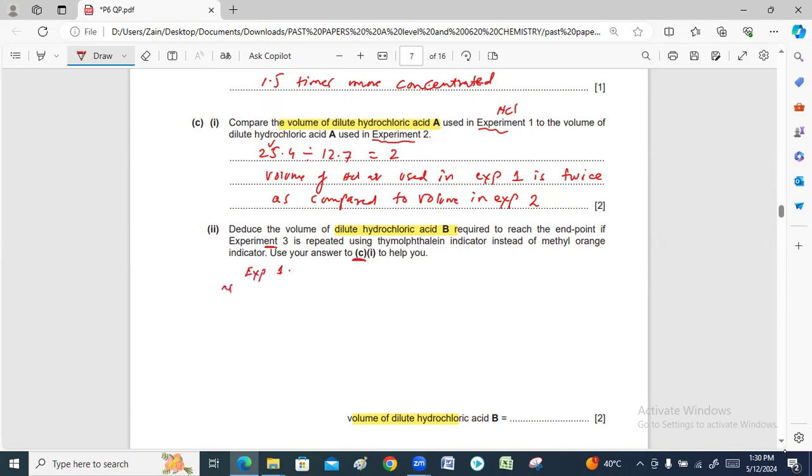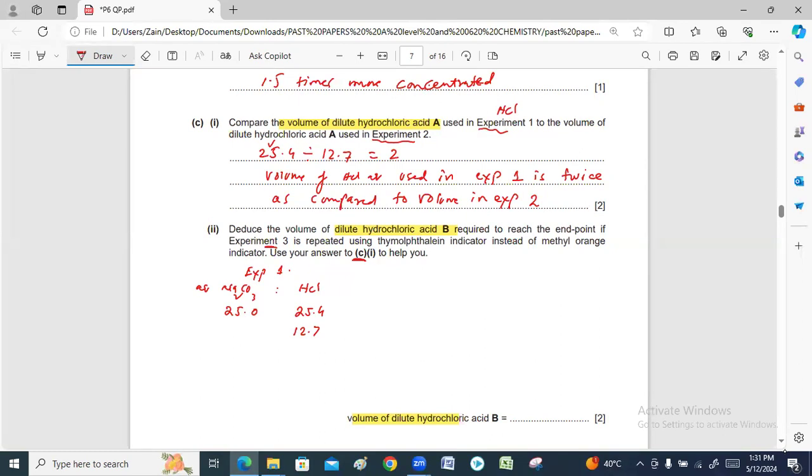experiment 1, the aqueous solution of sodium carbonate is titrated against HCl. So the volume which was taken for aqueous solution of sodium carbonate, that was 25. So to neutralize 25.0 centimeter cube of aqueous solution of sodium carbonate in experiment 1, 25.4 centimeter cube of dilute hydrochloric acid was required. Now, in experiment 2, if we use 12.7, because in experiment 2, 12.7 was required to neutralize 25 centimeter cube of this.